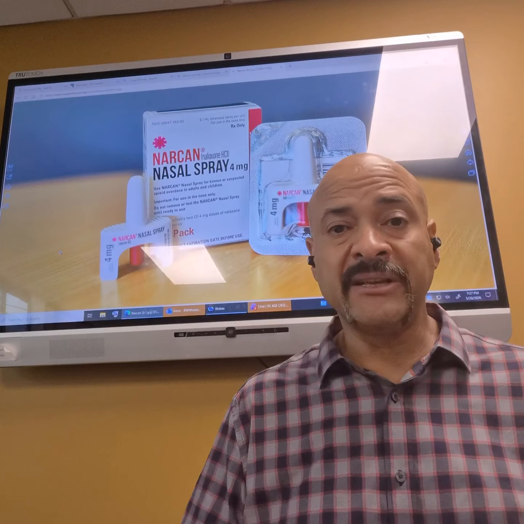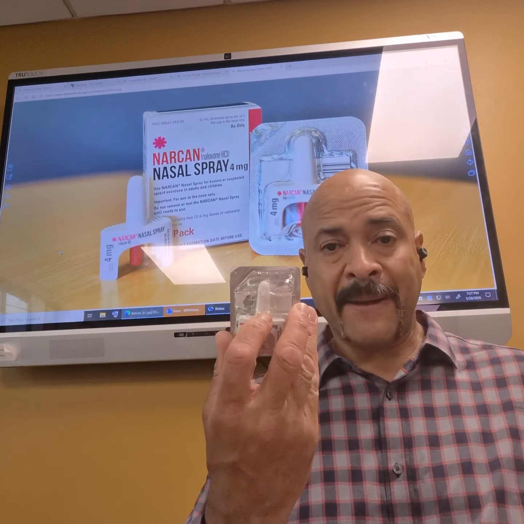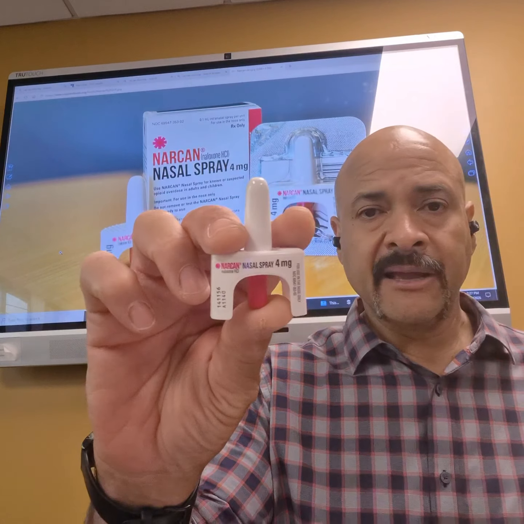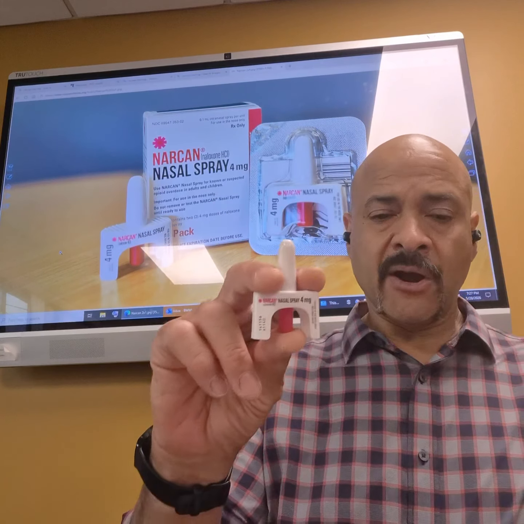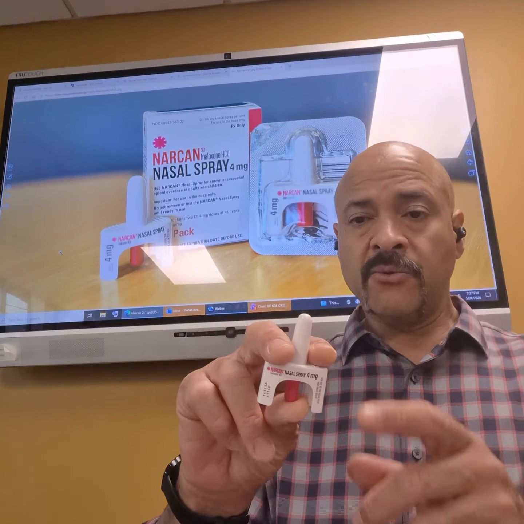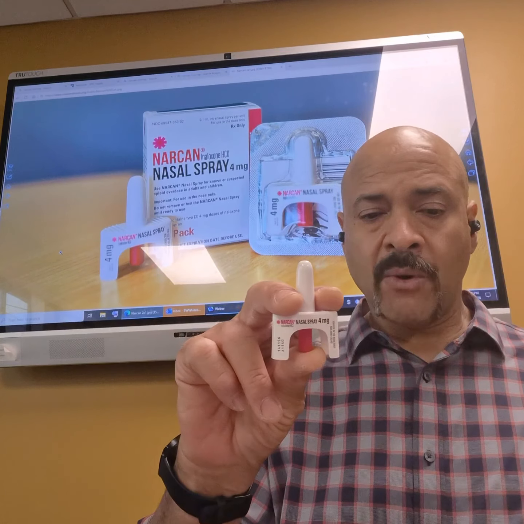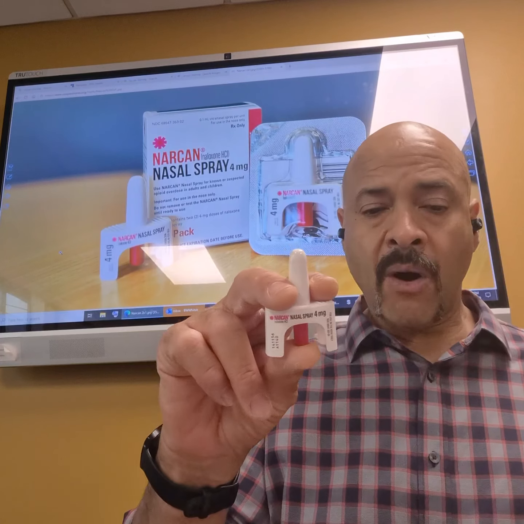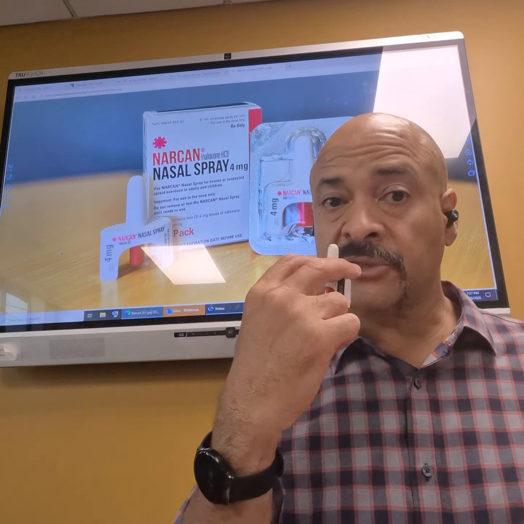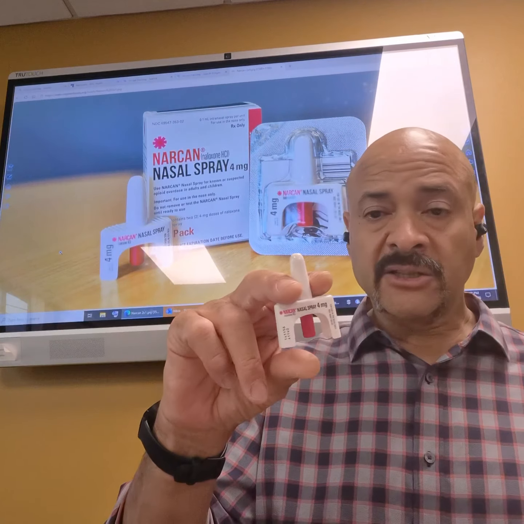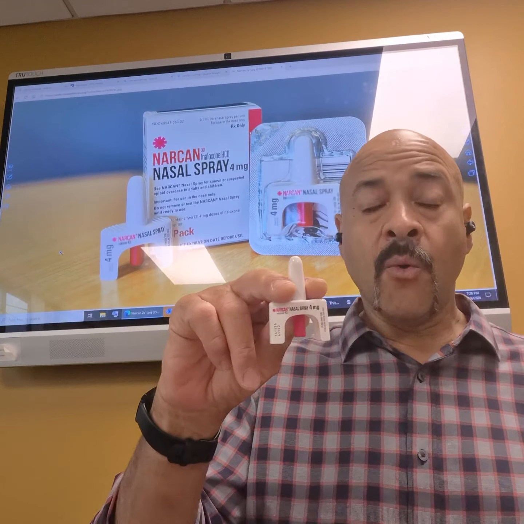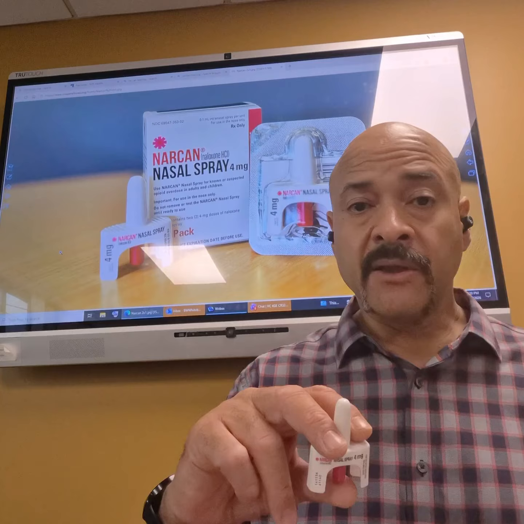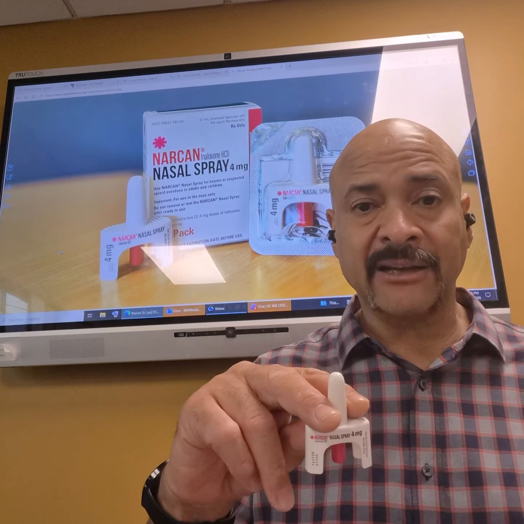So first, what we do is we take the packet, we peel the packet back, and this is what it looks like. You want to hold the Narcan, put your 2 fingers here, put your thumb on the plunger, and gently insert it into their nostril. You want to squeeze all the way, 1 full dose. It does not matter which nostril you use.